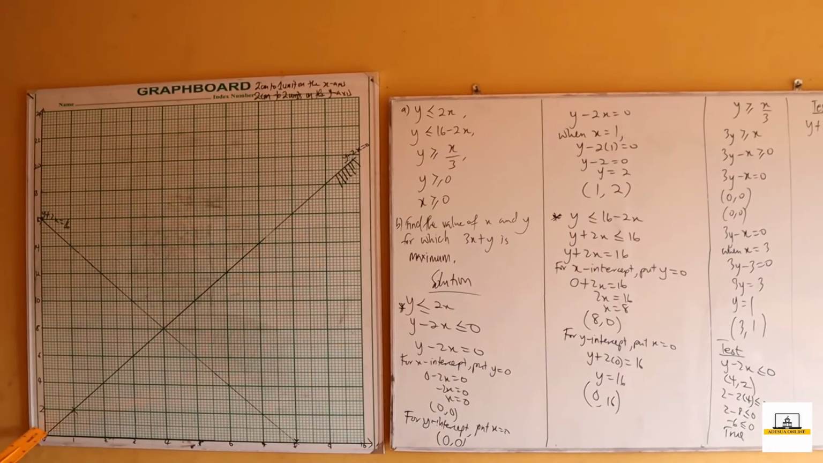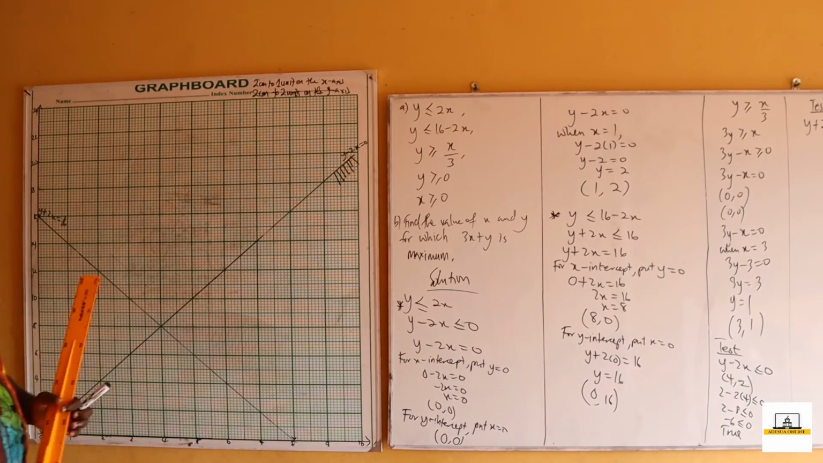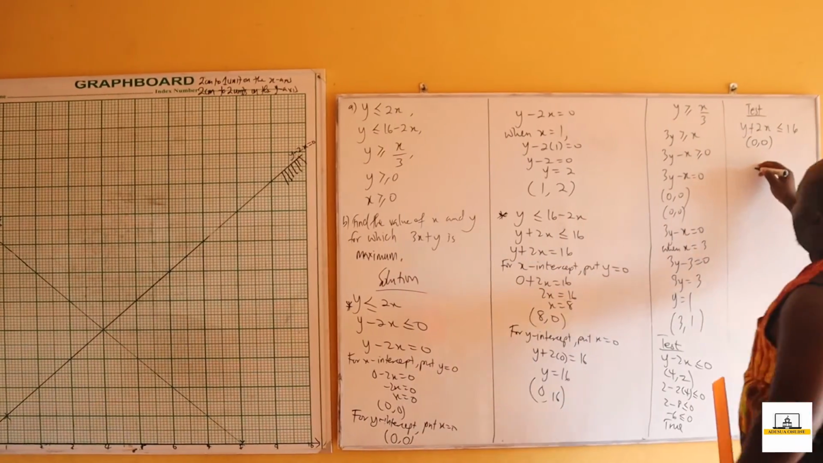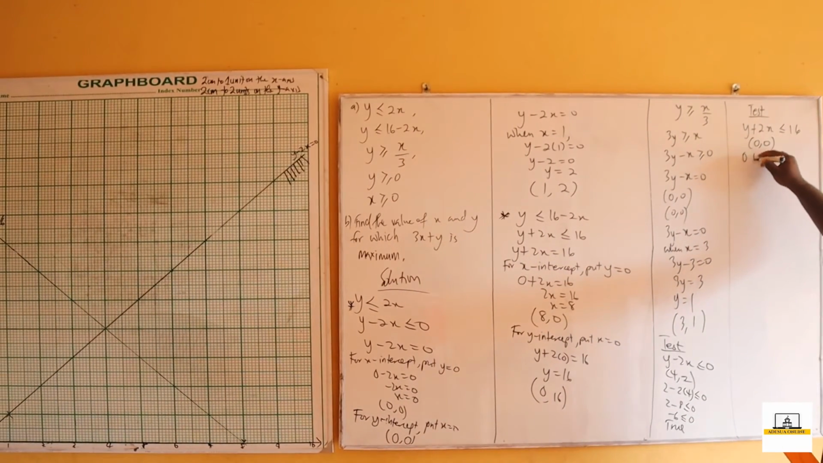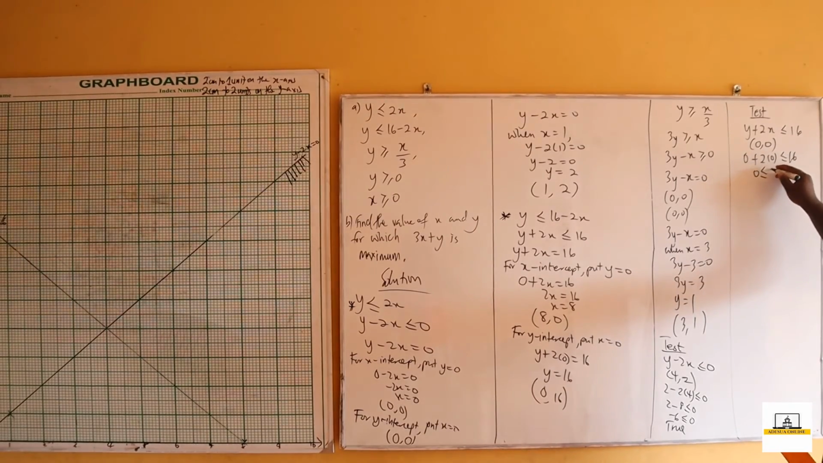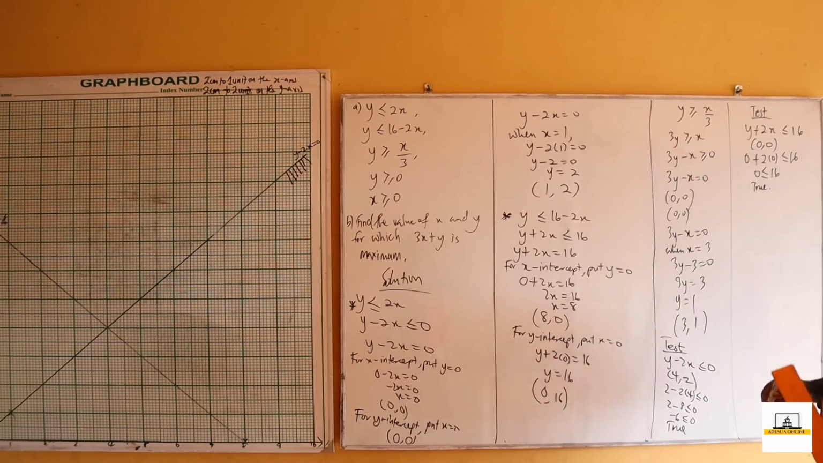So 0, 0 is below it. You can see from here that 0, 0 is below it. So we are going to use the origin to test. X is 0, y is 0, okay? So when we do it, we shall have 0 plus 2 times 0 is less than 16. 0 is less than 16. Is 0 less than 16? This is true. 0 is really less than 16.